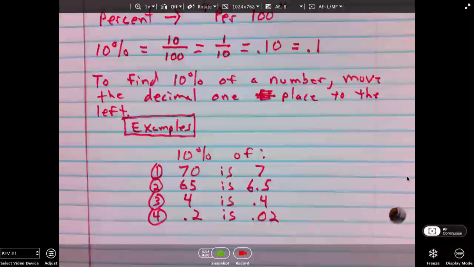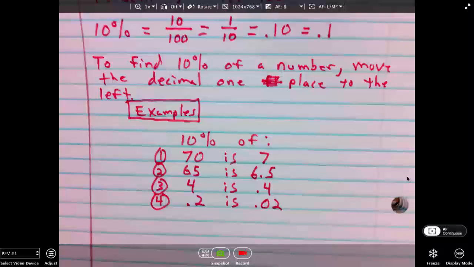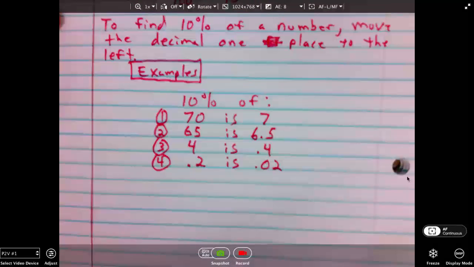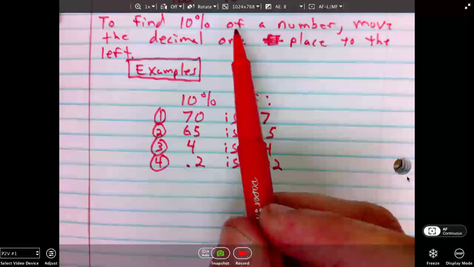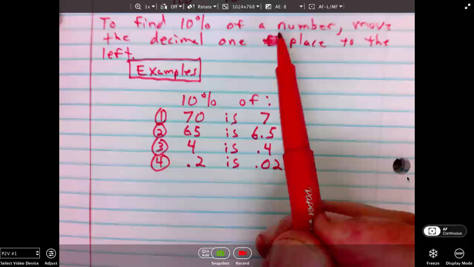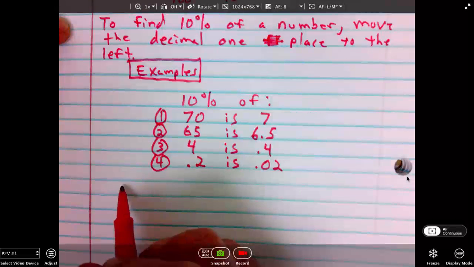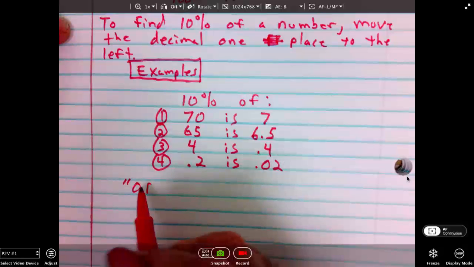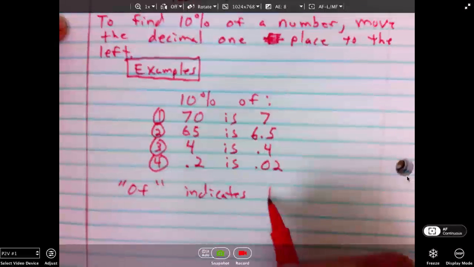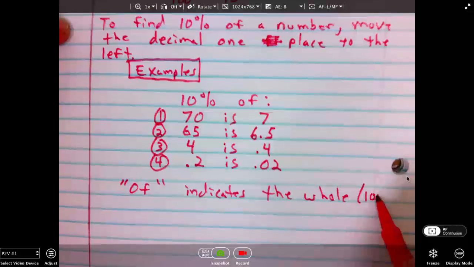One more piece of preliminary information that we will need. When we're dealing with percent problems and we see the word of, the number that follows that is the whole amount, the 100%. So what we're saying here is this. The word of indicates the whole. And by the whole, I mean 100%.